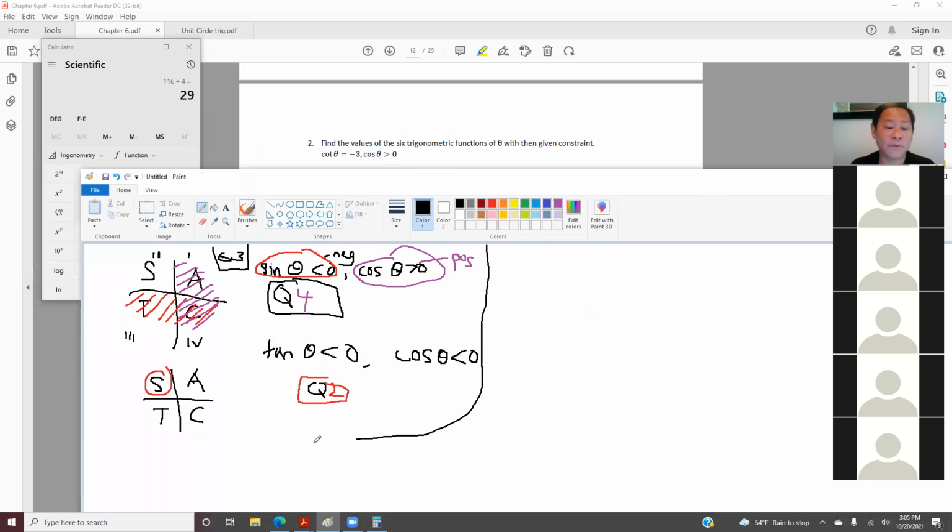So now I give you question number 2 here. You also have to find the trigonometric functions. But first thing first, you have to figure out what quadrant this belongs to. This is cotangent, right? Cotangent in this case is -3. Cosine theta is greater than 0. So can someone tell me what quadrant makes cotangent theta negative, but cosine theta positive? And if you get this wrong, it's very bad.